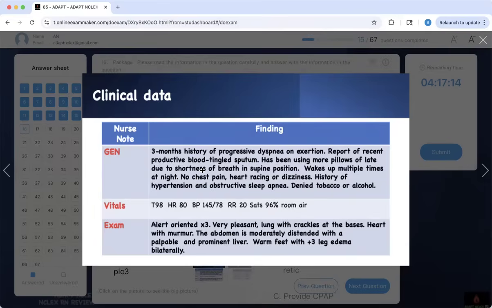So his liver is big. Warm feet with +3 edema. Stop the video. Put it down in the comment section. Normal 16. Tell me what you think after reading this. You know what it is. Practice this way. After you read it, you should be able to come up with the diagnosis.